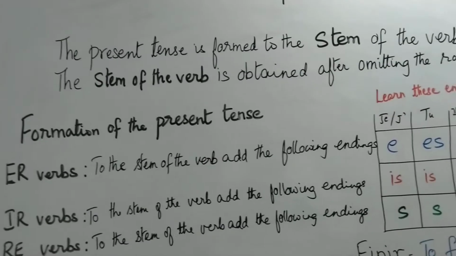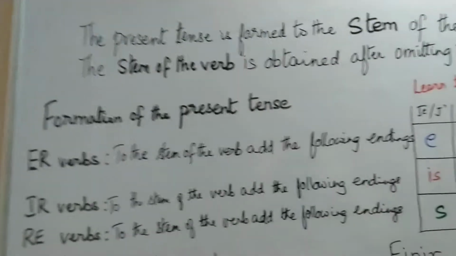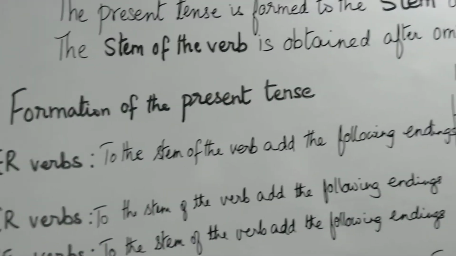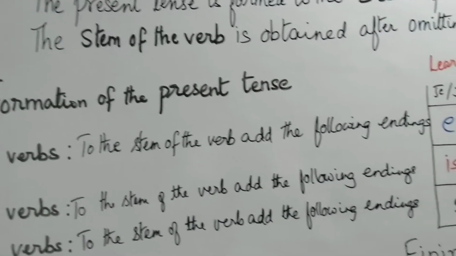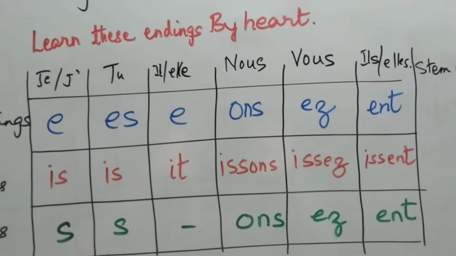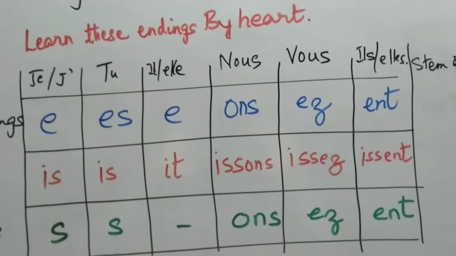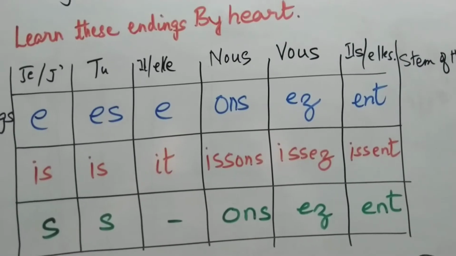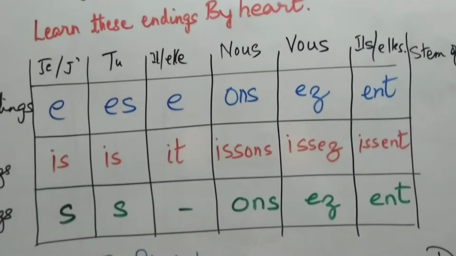Now let us go into the formation of the present tense for ER verbs. The present tense for ER verbs is always formed to the stem of the verb. To the stem of the verb, if you add the following endings, E, ES, E, ONS, EZ and ENT, you will get the present tense for all regular ER verbs.